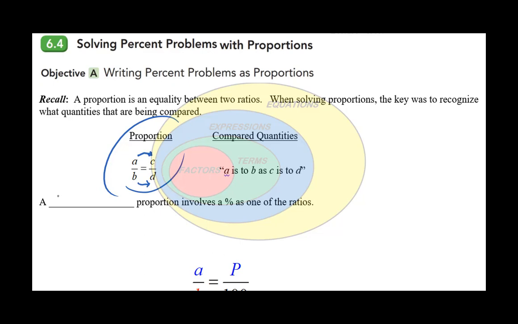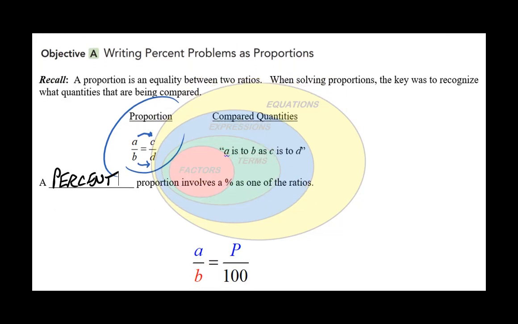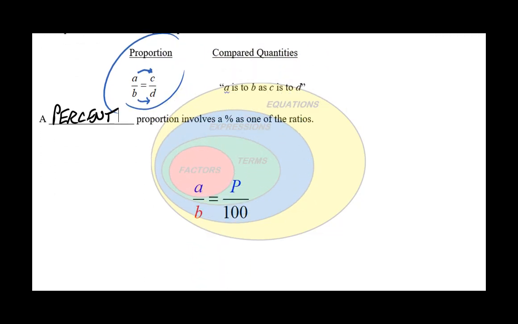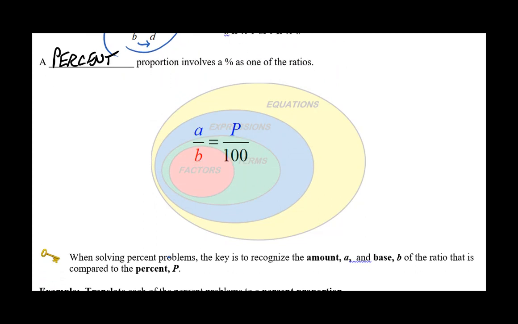Well, a percent proportion is a proportion that involves a percent as one of the ratios. These are very common. Again, we're going to be doing a lot of proportions involving percents. So one of the things we have is a formula for our proportion. We have a regular ratio on the left side and then that percent proportion on the right. So P is the percent.